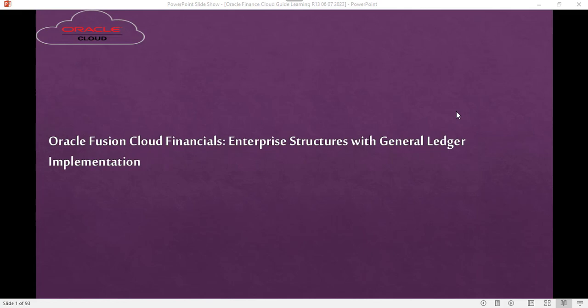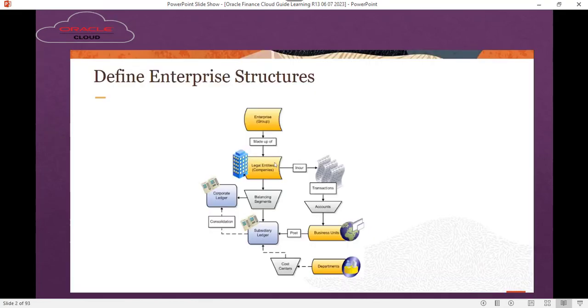So what is an enterprise? It's your company, and I really like this diagram because I think it describes an enterprise structure really well. Your enterprise is your group of companies, so it's made up of legal entities or companies, and they are under common control and management within that group.